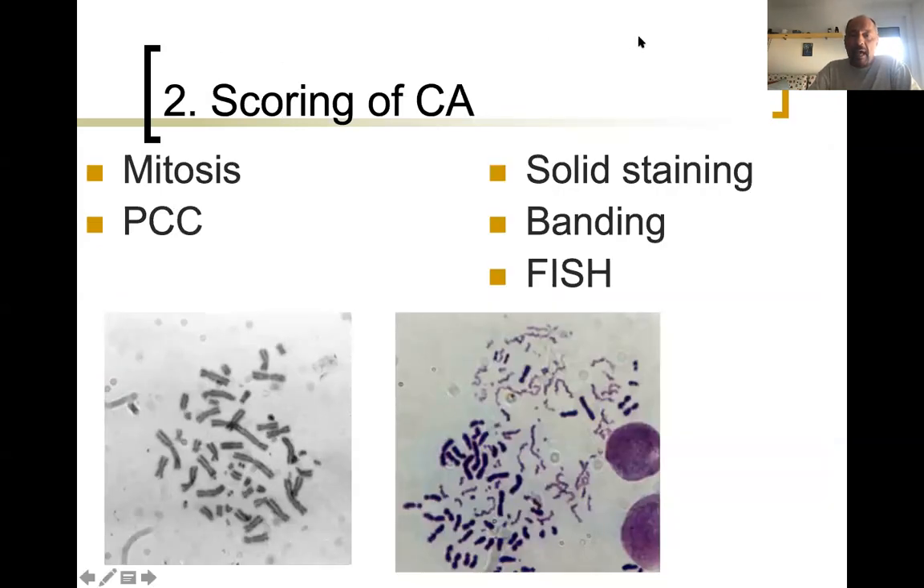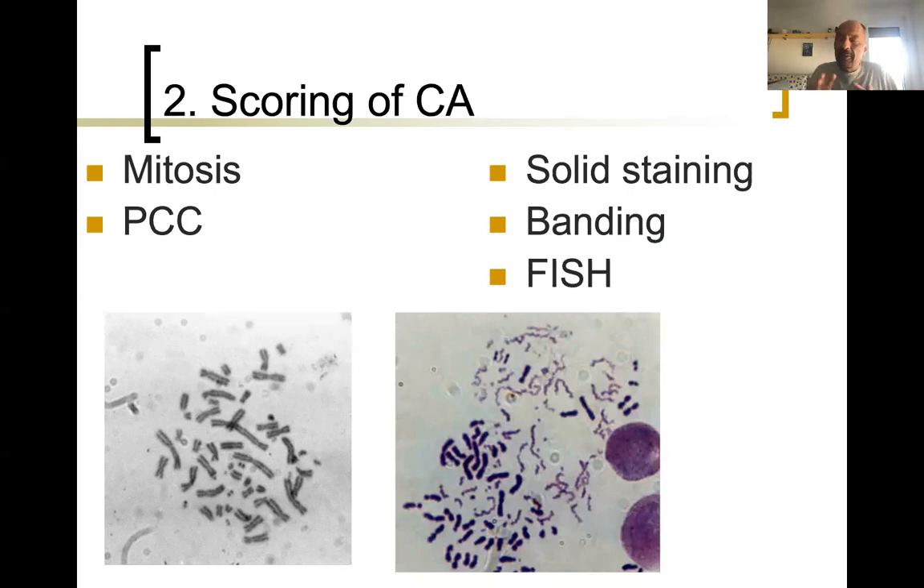Now, how do we score the chromosomal aberrations? This is actually very important. Here we have to talk about the methods, because what you score depends on how you paint your chromosomes. You will see different things.